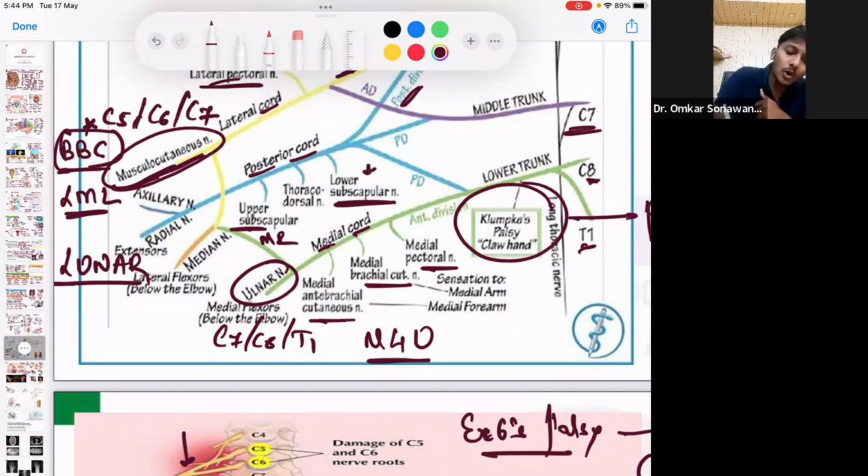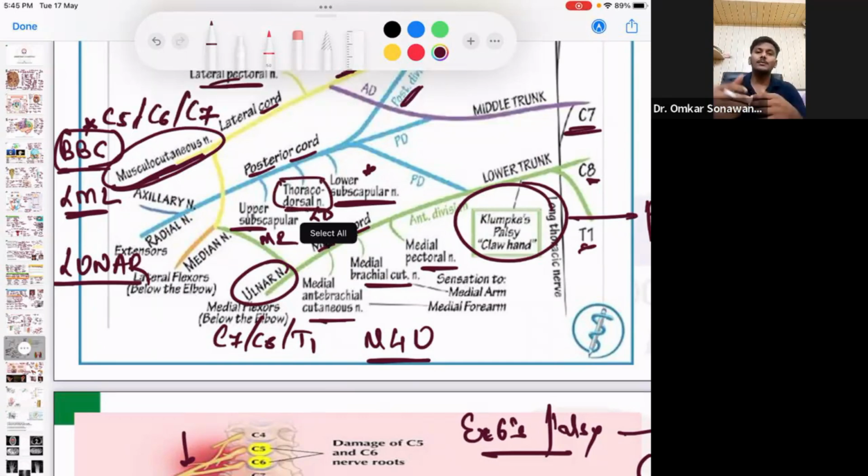Important thing is lower subscapular nerve will also innervate one more muscle, and that is teres major. Okay. Then N goes for the nerve to latissimus dorsi, and the nerve to latissimus dorsi is also called as thoracodorsal nerve.